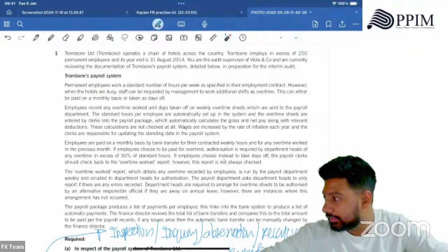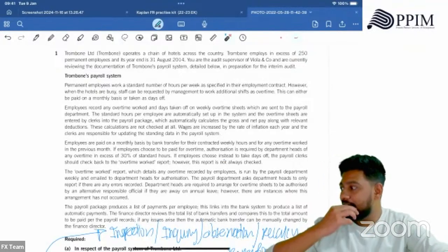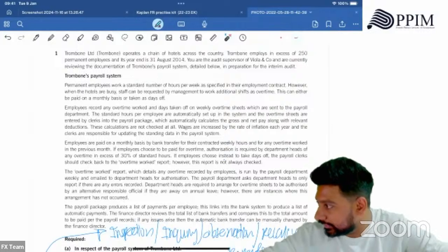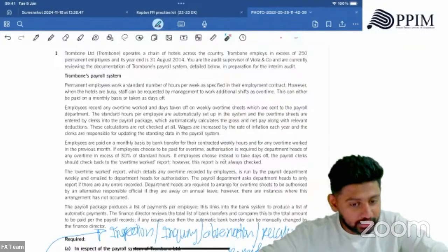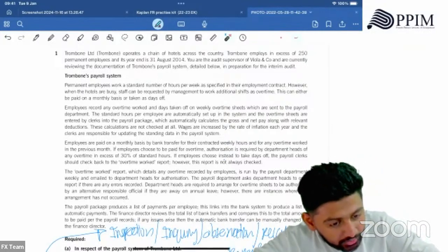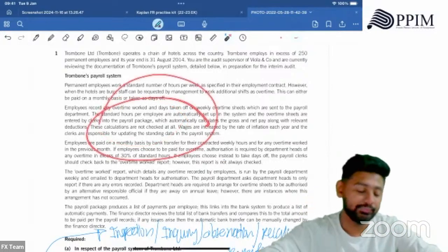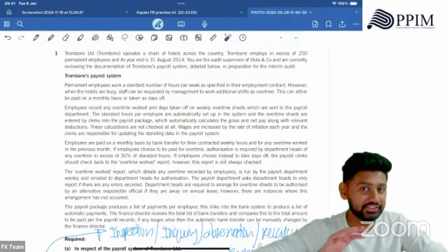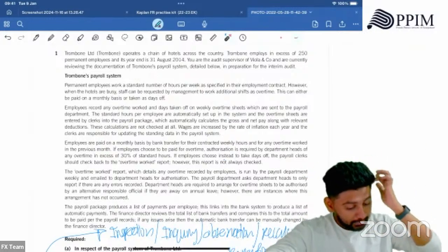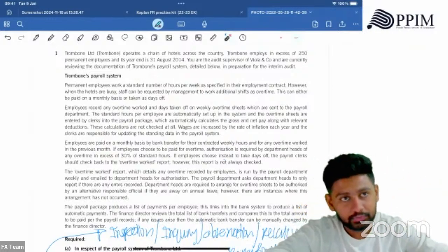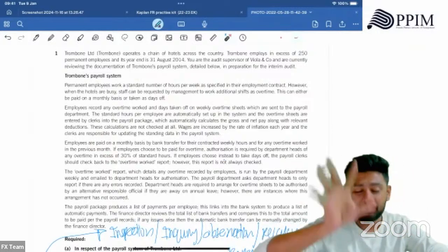Okay. The gross and net pay are manually not checked. Payroll calculated, not checked. There you go. Payroll calculations are not checked. That's a problem. You can identify it from here because the system is generating the payroll, but this is not checked by anyone. What is the problem as a result?